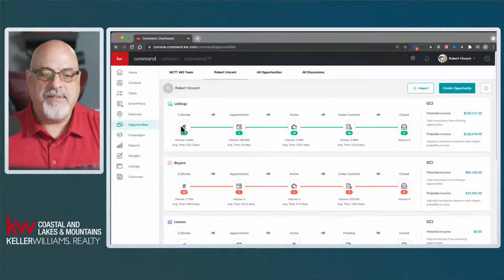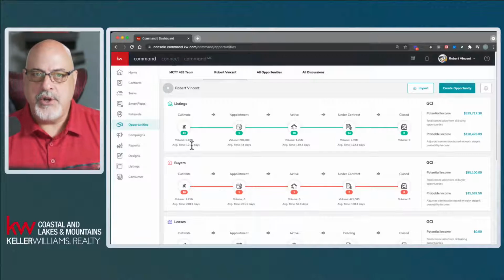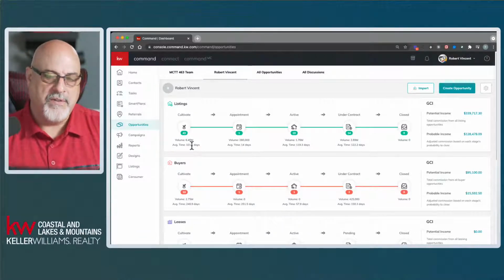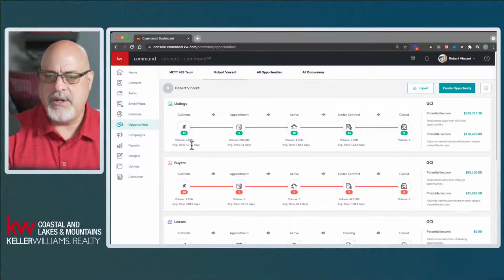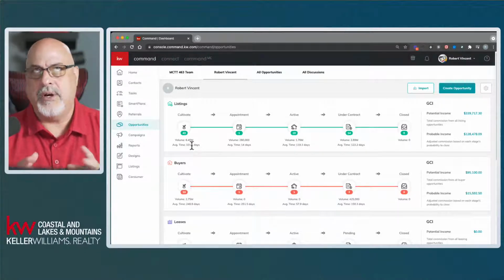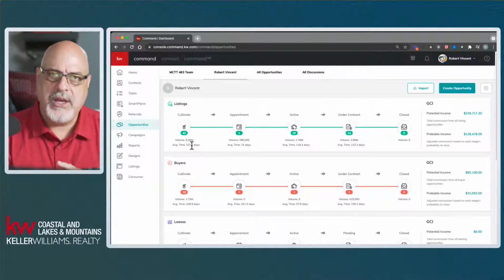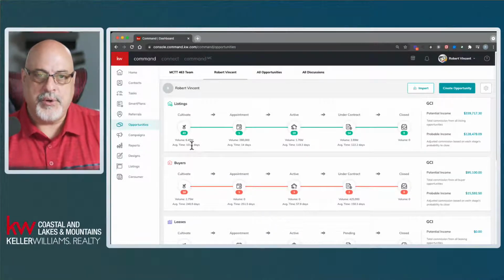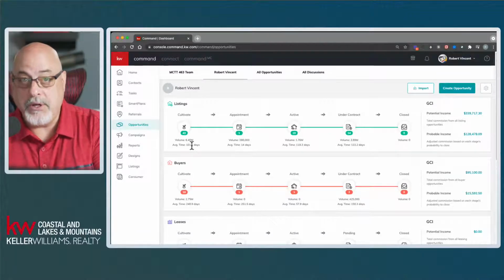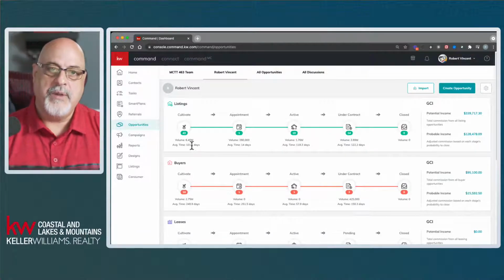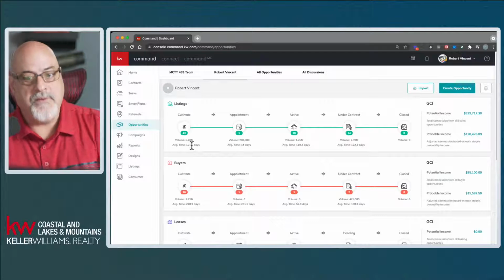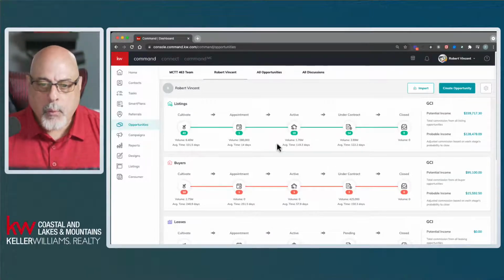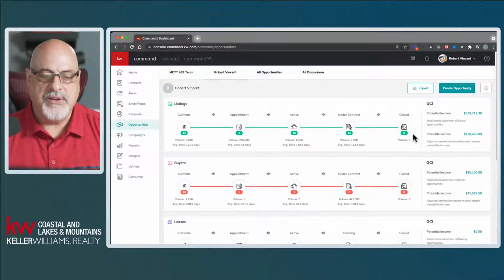So the cultivate phase is where you start to nurture the contact. You start making the phone calls. You start making the follow-ups. You start looking at what it's going to take to convert this person to an appointment, the appointment phase, and then what's it going to take from the appointment phase to get to the active phase. So let's look at each of these phases individually.